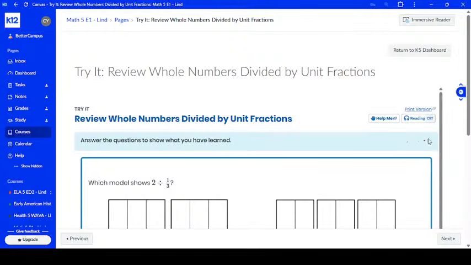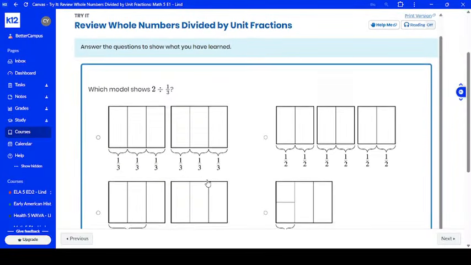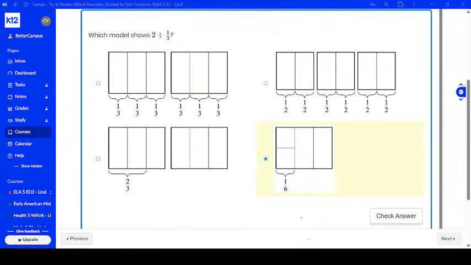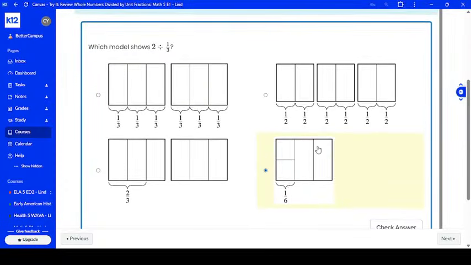Okay, let's go. Which model shows 2 divided by 1/3? Is it A, B, C, or D? 5 seconds to answer. 5, 4, 3, 2, 1. The answer is A.